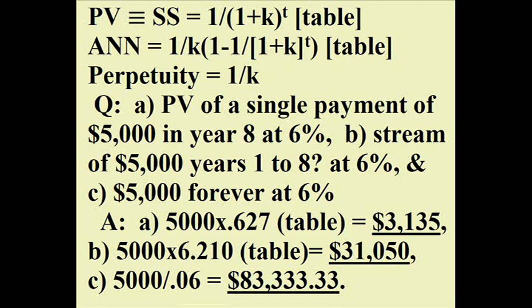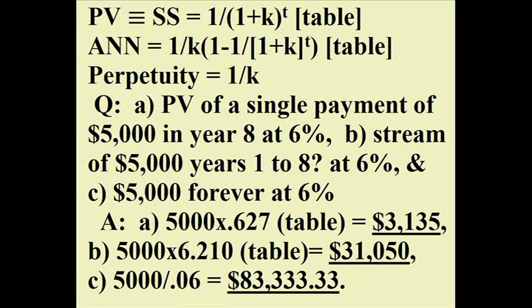So let's look at three different variations on a theme. Namely, all of these are $5,000, but the first one's only in year 8, single sum at 6%. The second one is $5,000 every single year, 1 through 8 at 6%, and $5,000 forever at 6%. Well, you could use a calculator, but let's go to the table if you like. That way you make sure the calculator is functioning correctly, or you are. And that'd be, well, 5,000 times 0.627.